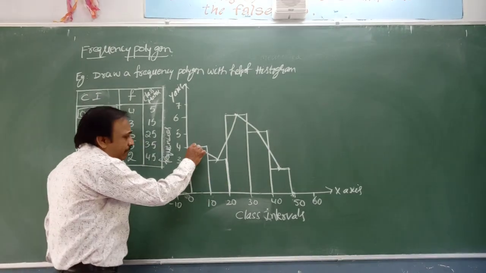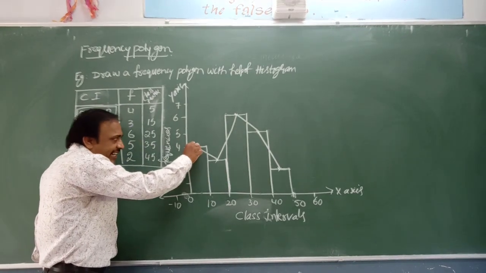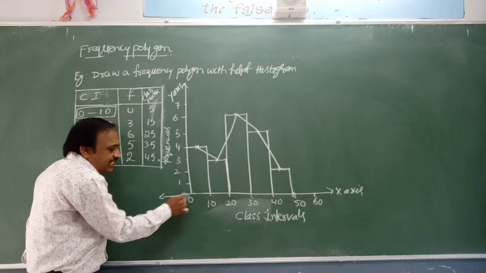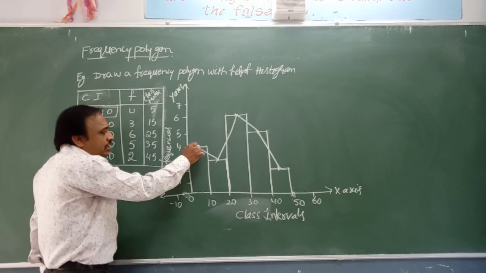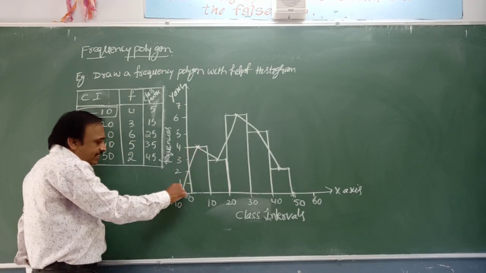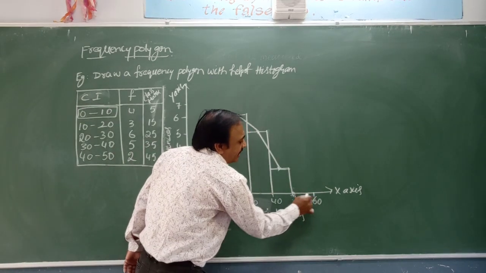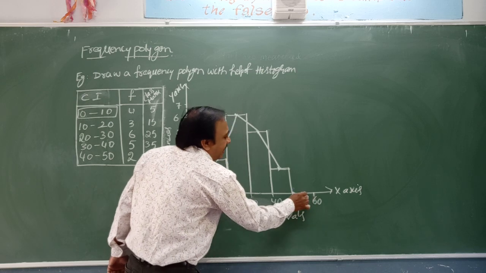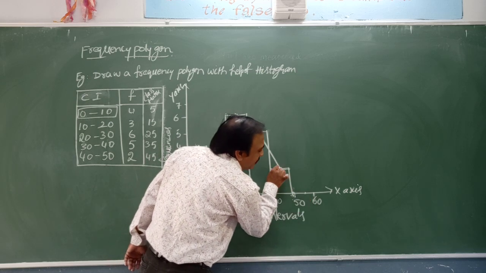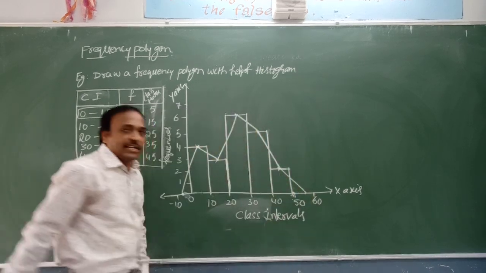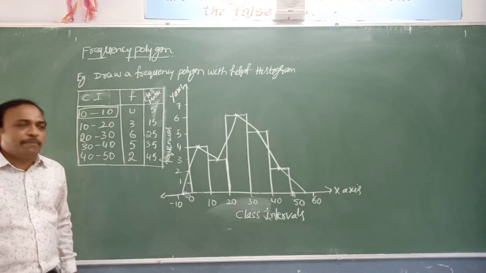We are extending from here to here. The midpoint will be 0 to minus 10. This is the midpoint. So we are extending this to this point, and this one. The midpoint of 50 to 60 is 55. So from here to here we are extending. So now it is a closed frequency polygon.